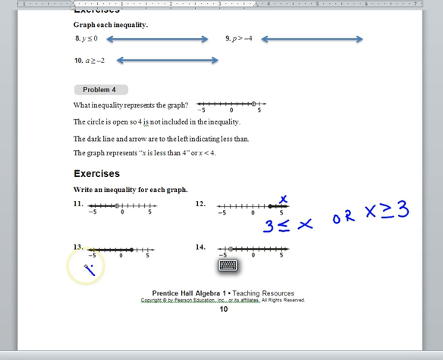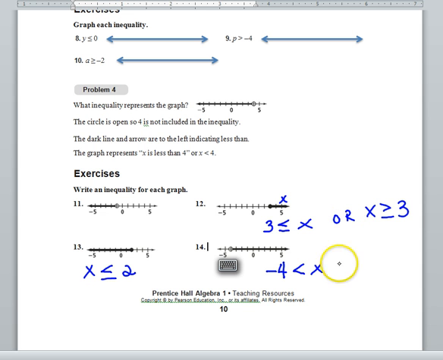Number 13, here's your line. That represents the x's. The point is the 2, and it's going to be less than or equal to, because these numbers are less than or equal to the 2. It's equal to because of the closed dot. For number 14, we've got a -4, and then the x's are up here, so the -4 is less than the x. It's an open circle, so it's strictly less than.